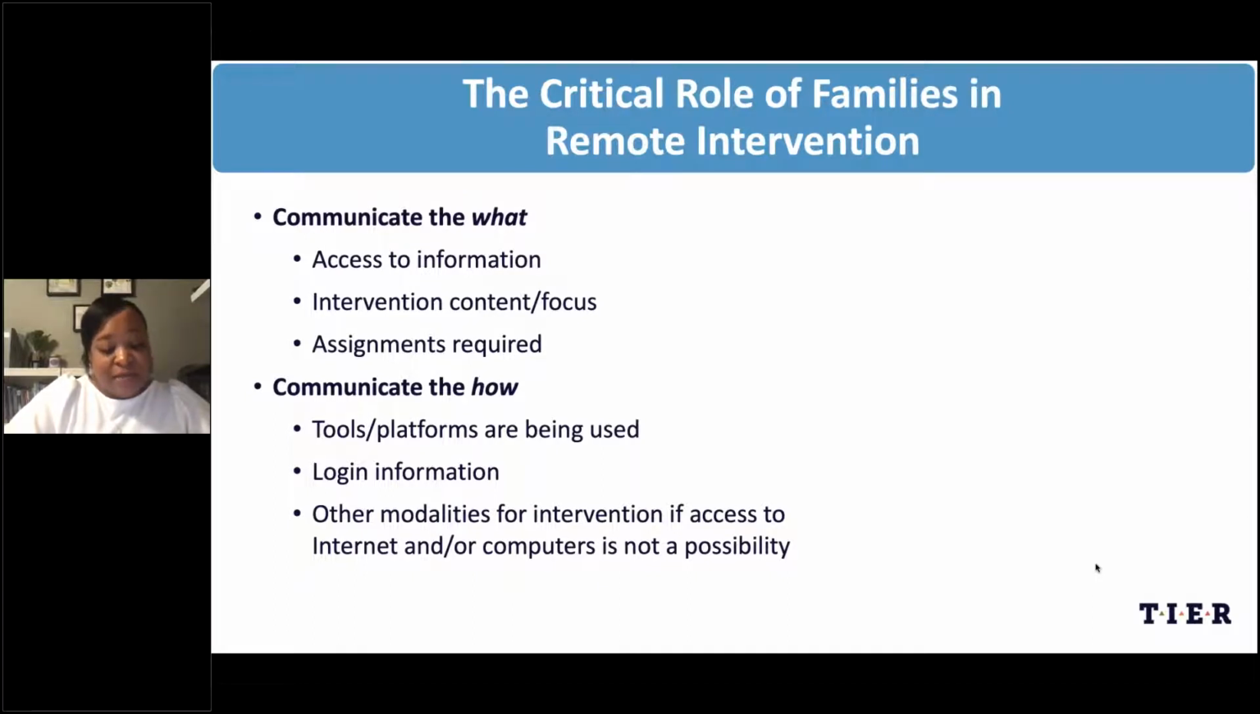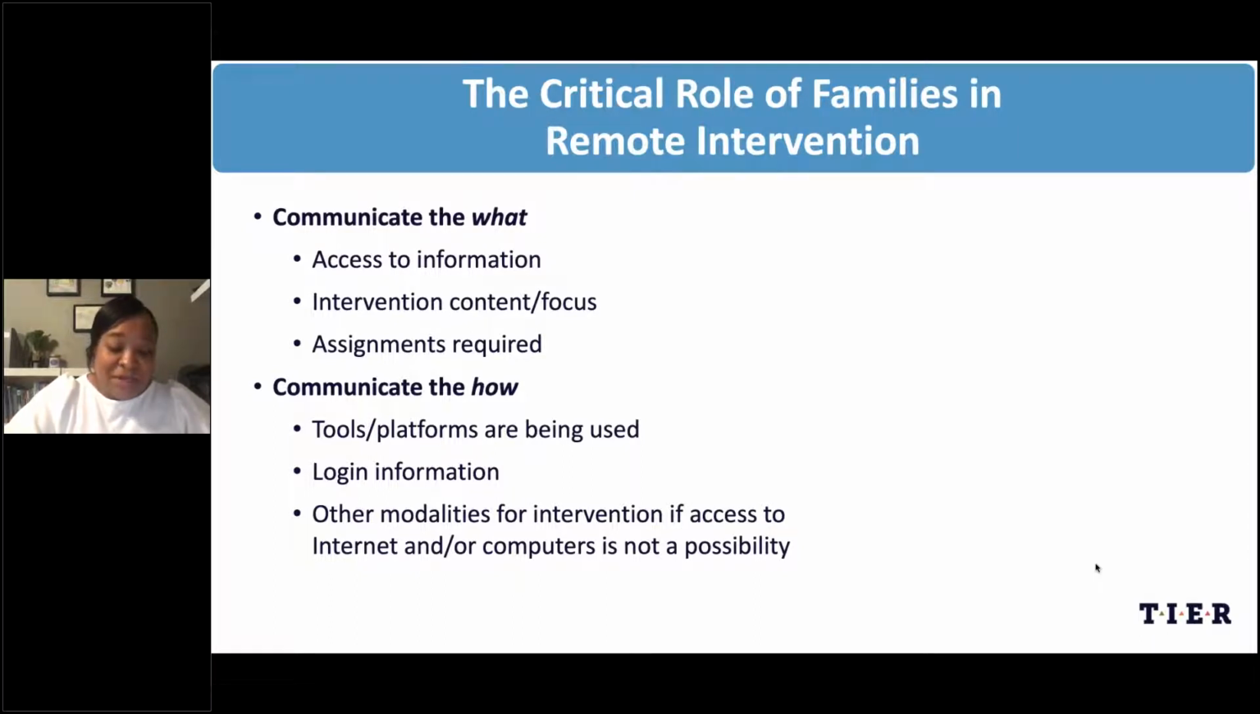To support their child's remote learning, families should know what information should be accessed and where to access it. They should know the content and schedule for intervention and what intervention or interventions their child is receiving. Additionally, they need to know what virtual platforms or the technology that's being leveraged, and any specific information that they need to help their child log on.